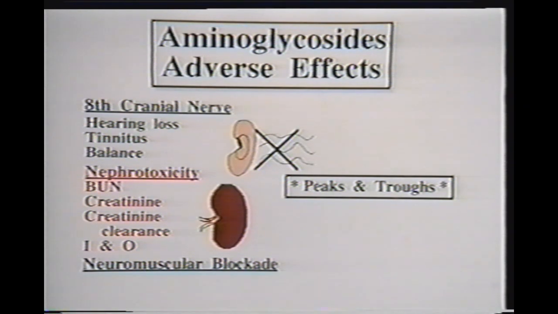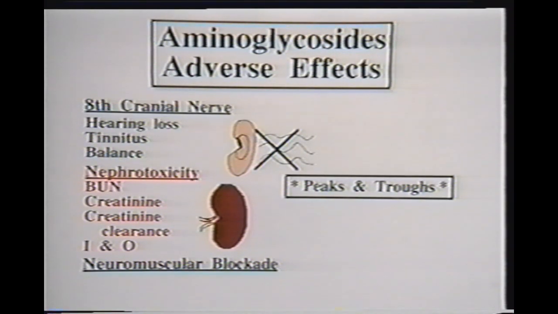Occasionally, patients on aminoglycosides can get neuromuscular blockade, although this is certainly less common than eighth cranial nerve toxicity and nephrotoxicity. You might just note the pictures and note that the outer ear and the kidney are roughly the same shape. That might be a good memory tool for remembering those side effects.